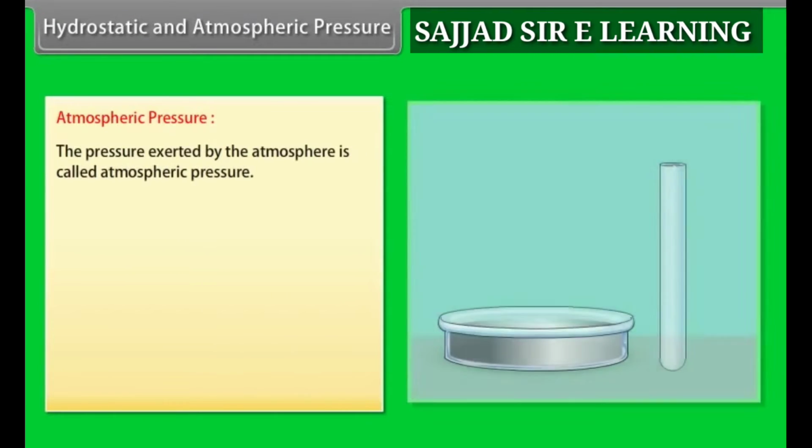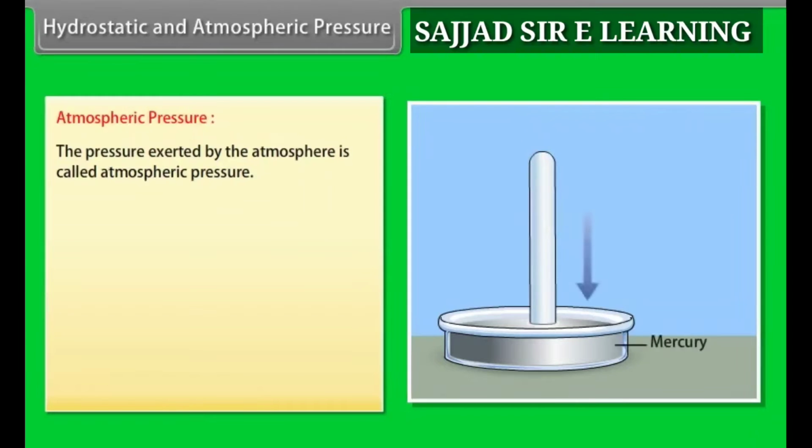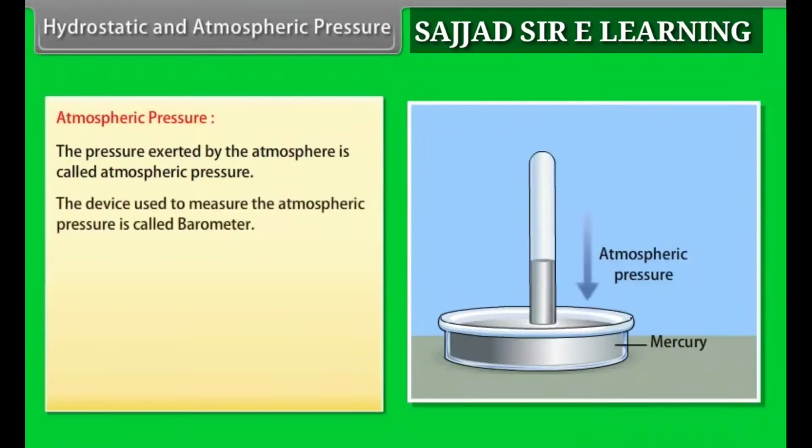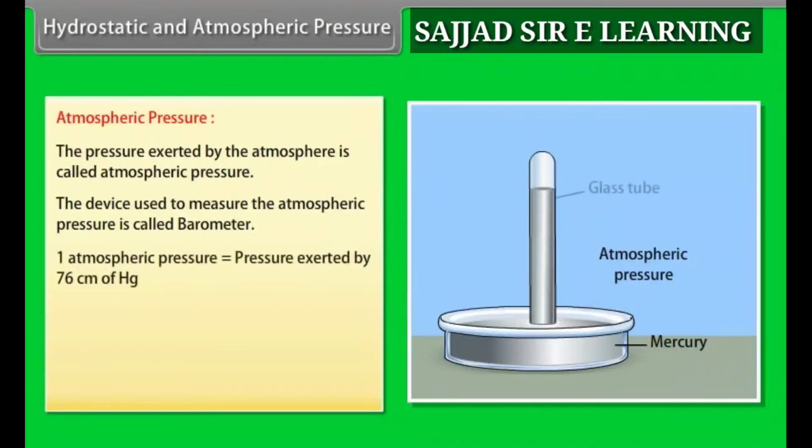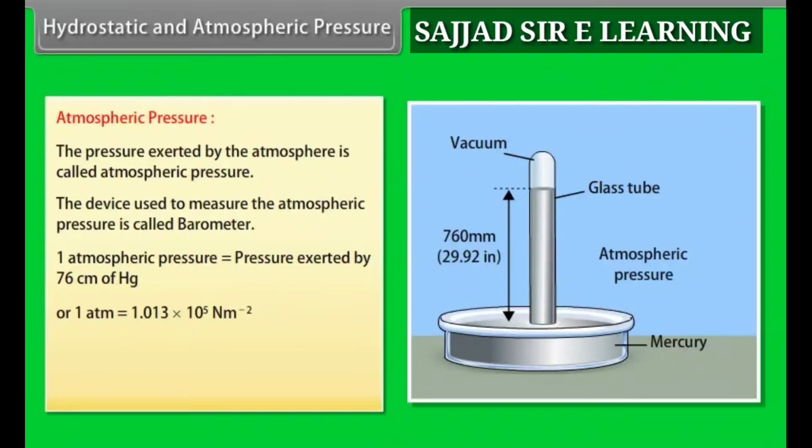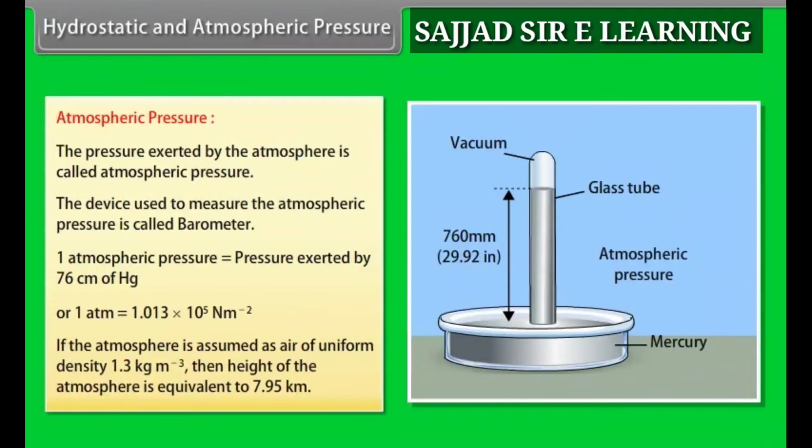Atmospheric pressure. The pressure exerted by the atmosphere is called atmospheric pressure. The device used to measure atmospheric pressure is called a barometer. 1 atmospheric pressure is equal to the pressure exerted by 76 cm of mercury, or 1 atm is equal to 1.013 into 10 raised to the power 5 newton per square meter. If the atmosphere is assumed to be air of uniform density 1.3 kg per cubic meter, then the height of the atmosphere is equivalent to 7.95 km.